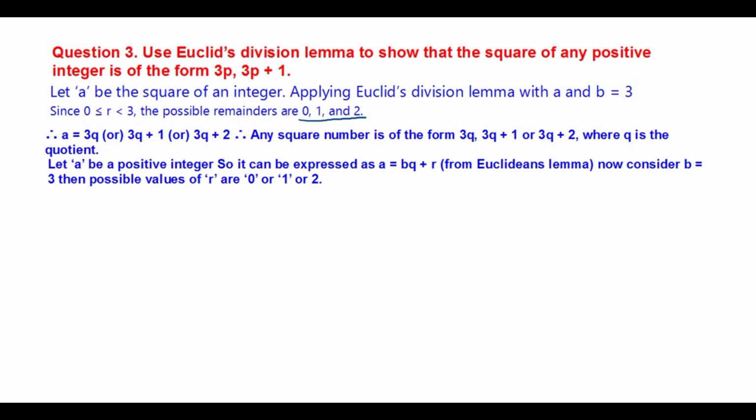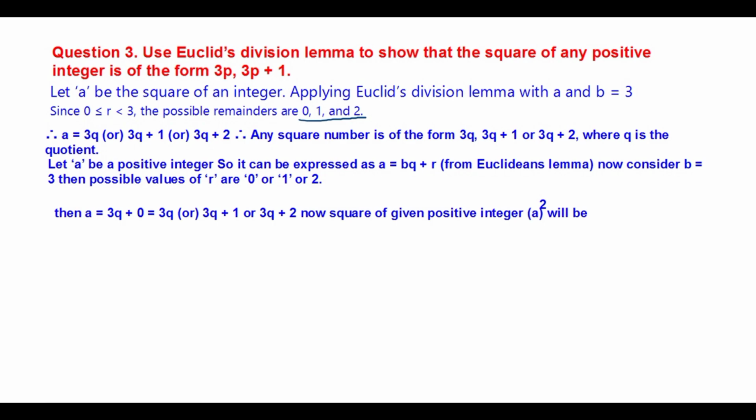Now consider b is equal to 3, then possible values of r are 0, 1 or 2. That one we have discussed before. So you can see then a is equal to 3q, or 3q plus 1, or 3q plus 2. Now we will check the square of a given positive integer a. First case, I am going to take a is equal to 3q.